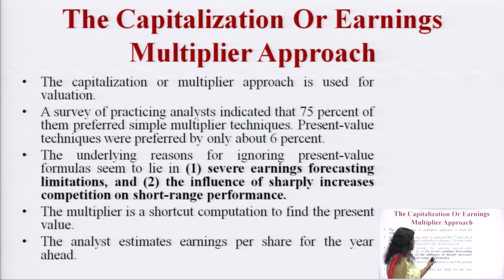Here in this multiplier approach, investors estimate earnings per share for the year ahead. That is, the EPS is calculated for the future on the basis of certain predictions, and on the basis of that prediction of EPS, investment decisions are undertaken by the investors. That is why this model is used by more than 75% of the investors in the market.